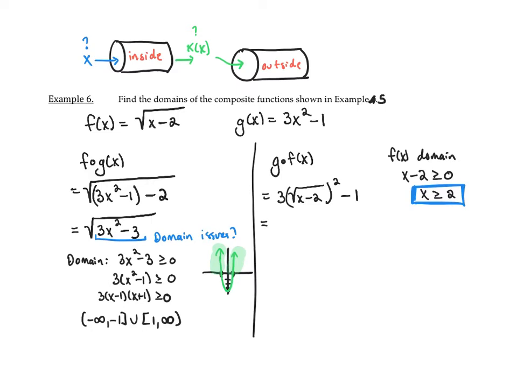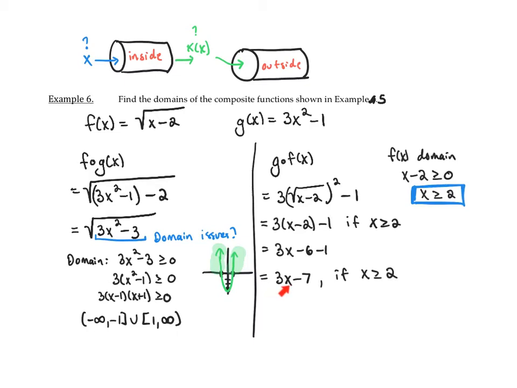So now I can go ahead and simplify and say this is 3 times x subtract 2 subtract 1 if x is greater than or equal to 2. This gives me 3x subtract 6 subtract 1, or 3x subtract 7. And again, this is only valid if x is greater than or equal to 2.